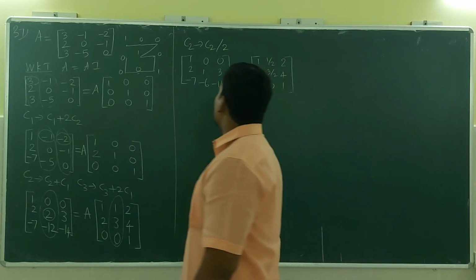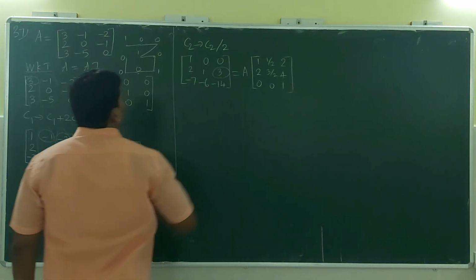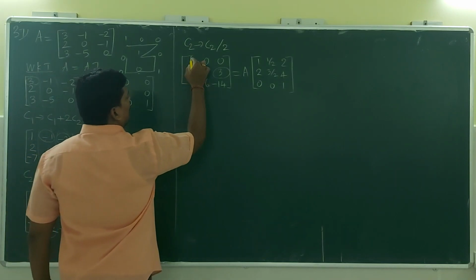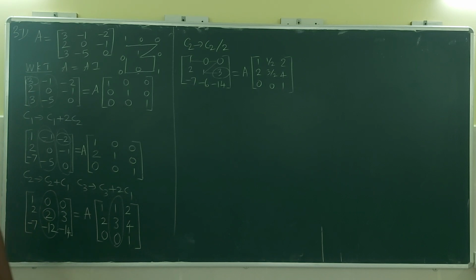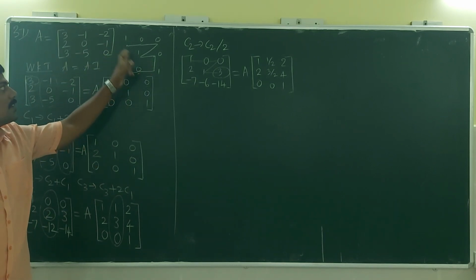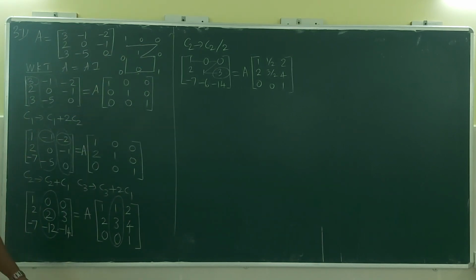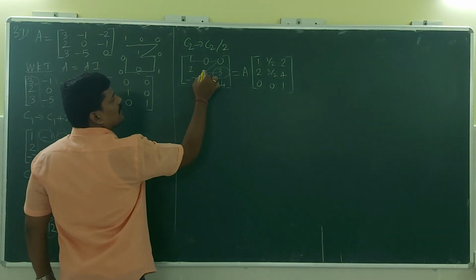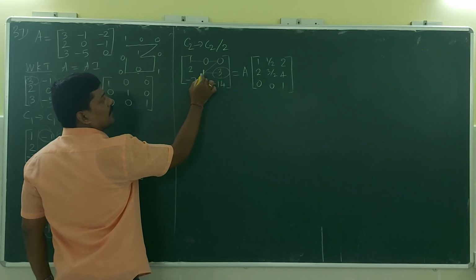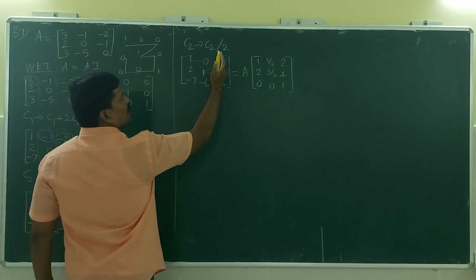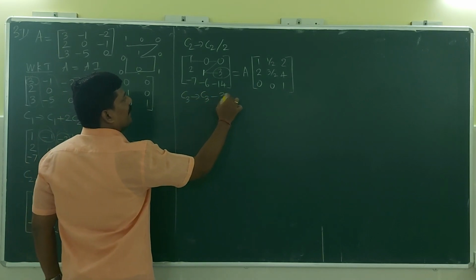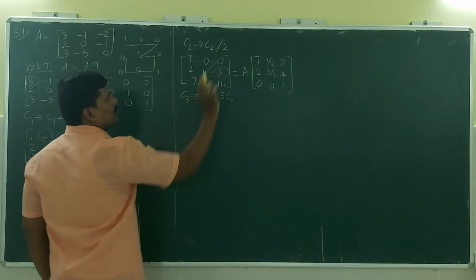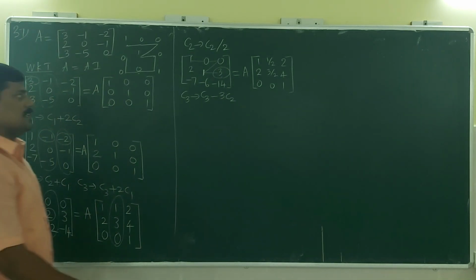And according to the pattern, the next target element is 3. See here, we have come across this pattern. Now I have to target this element. So follow the numerical 3. How do you make the 3 as 0? Easy, I can convert using this element: 3 minus 3 into 1. So column 3 implies column 3 minus 3 times column 2. That will give you this 3 as 0.